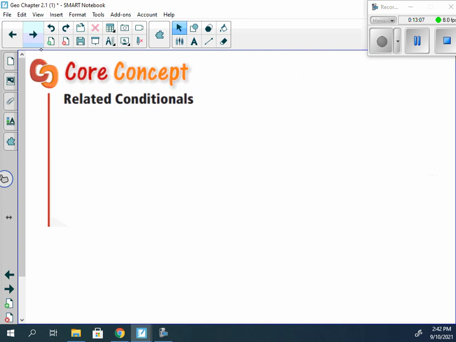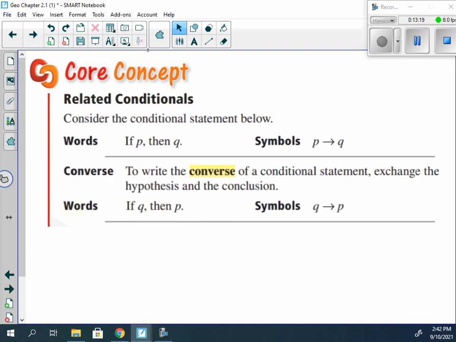Now, we do have some other related statements, because our conditional statement was if P, then Q. P implies Q. We also have the converse. To write the converse of a conditional statement, exchange the hypothesis and the conclusion: if Q, then P.